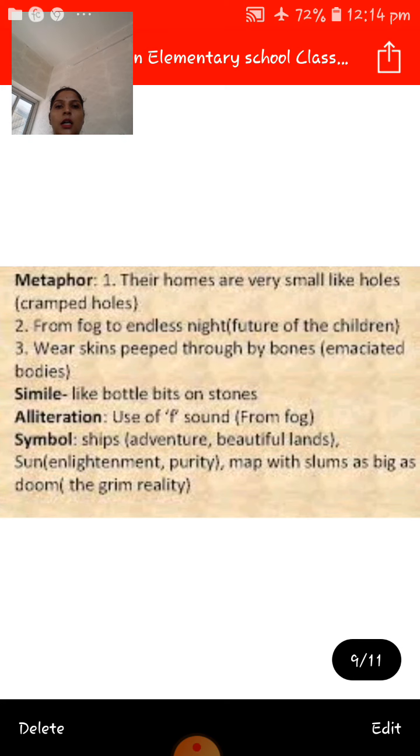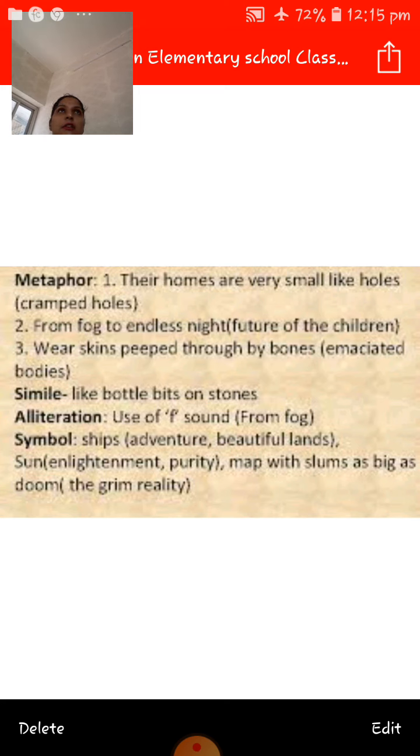Let's read this, to see how many metaphors, similes, alliteration and symbols there are. Metaphor: their homes are very small like holes, so the crammed hole is a metaphor. From fog to endless night, like the future of the children, is one metaphor. Weird skin peeped through by bones is like emaciated bodies. Simile: like bottle bits on stones. Alliteration: use of the F sound in fog. Symbol: the word ship symbolizes adventure and beautiful lands.